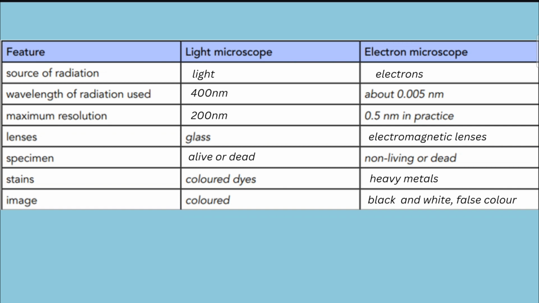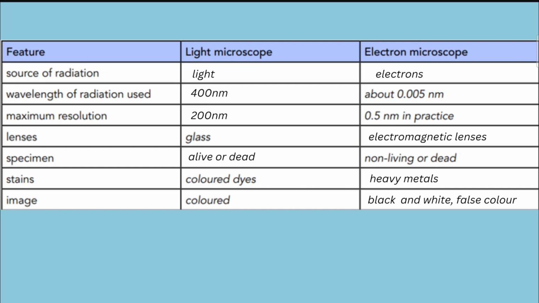Lens. Light microscope uses glass, and electron microscope uses electromagnetic lenses, right? Because electrons are negatively charged, so you can use magnets to focus these electrons. You don't really need to know this that much. It's not part of your syllabus, the lenses, but it's just a good point to know. The more you know. Specimen: in a light microscope, you can view dead or alive specimens, something with a lot of water content or no water content, it does not matter.